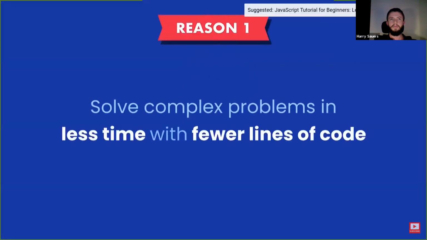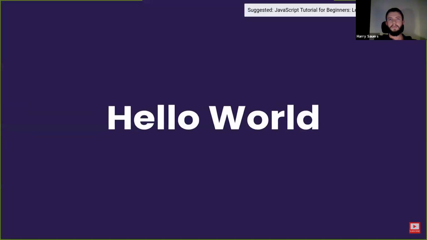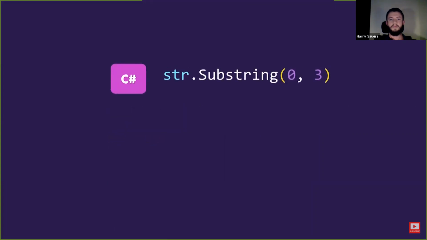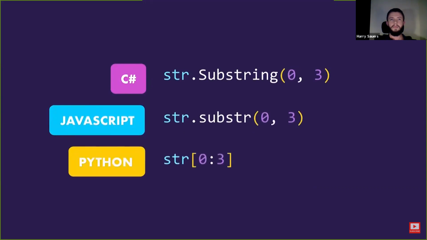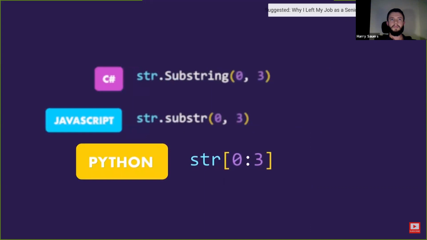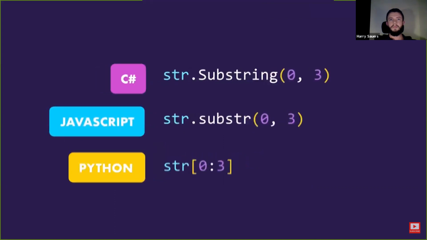With Python, you can solve complex problems in less time with fewer lines of code. Here's an example. Let's say we want to extract the first three letters of the text, hello world. This is the code we have to write in C#. This is how we do it in JavaScript. And here's how we do it in Python. See how short and clean the language is? And that's just the beginning. Python makes a lot of trivial things really easy with a simple yet powerful syntax.